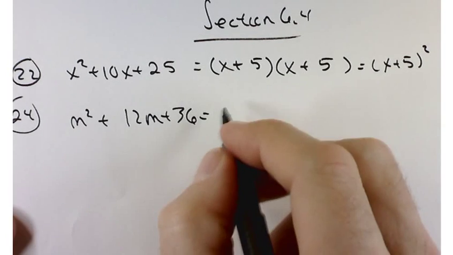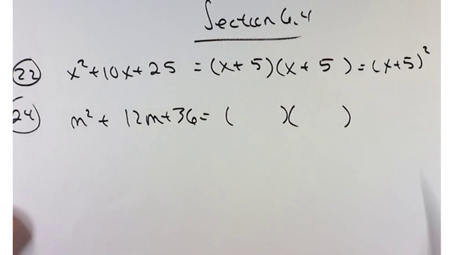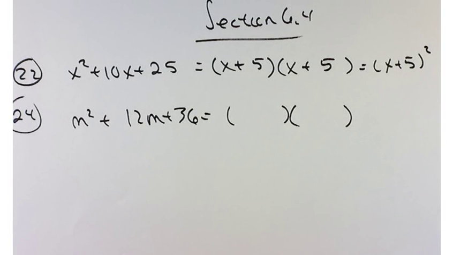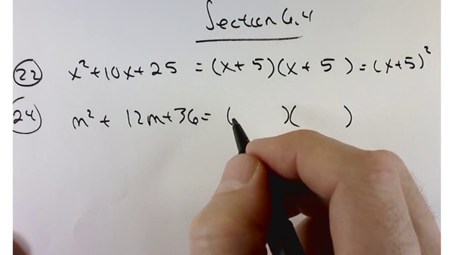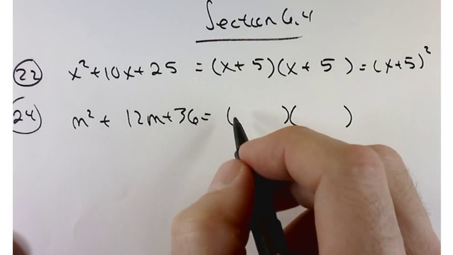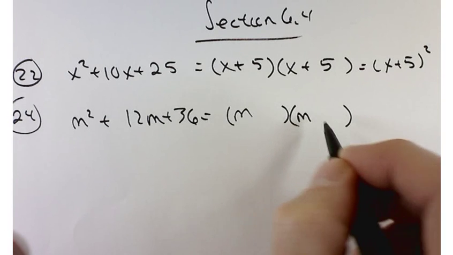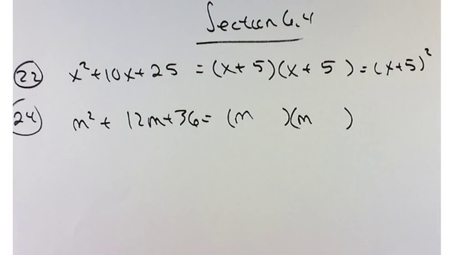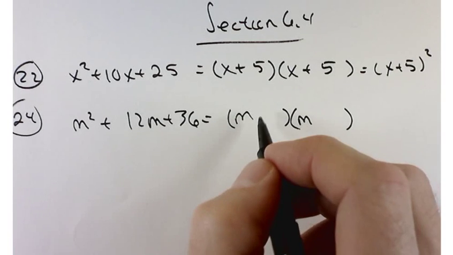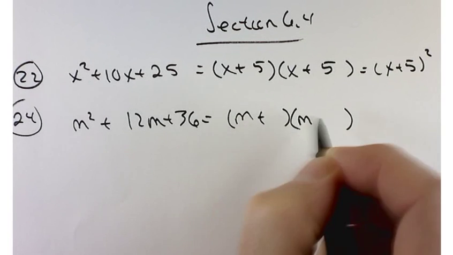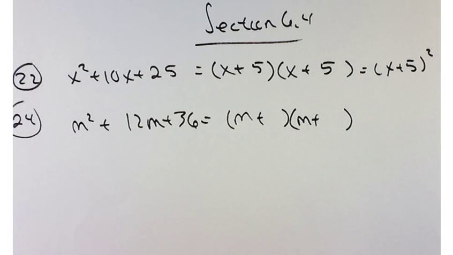Okay, so what are we going to start with? Mark? M and M, good. All right. Megan, what signs? Plus and plus. And Victoria? 6 and 6. Good. But Jackie, we're not going to end up with this like this. What should I write? Good, m plus 6 squared.